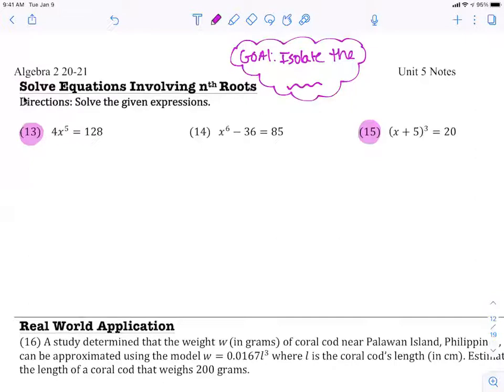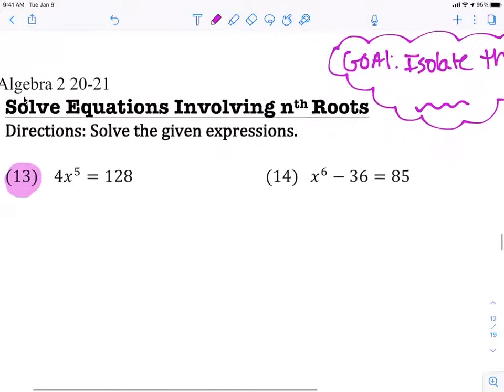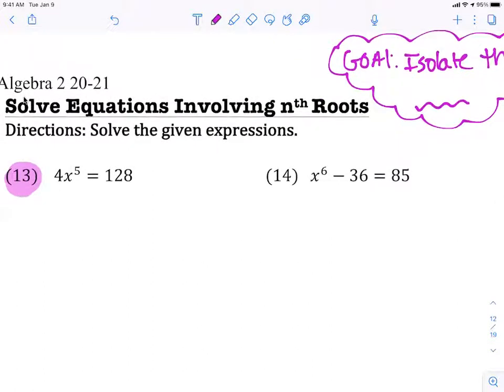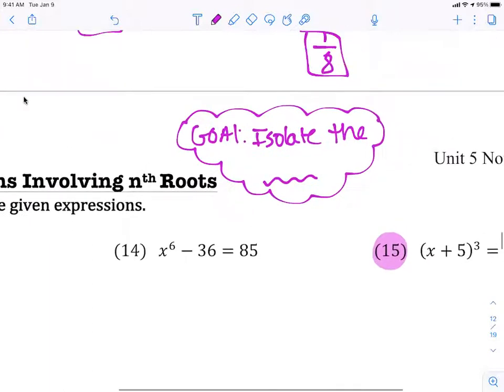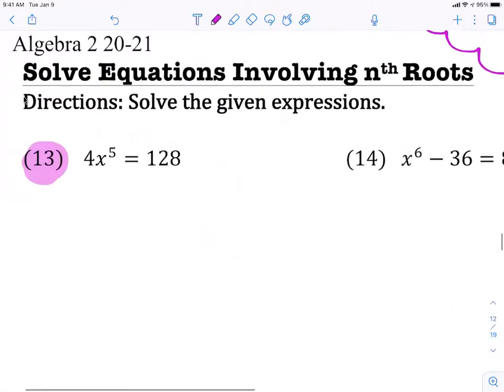Anytime we want to get rid of a square root, powers are always the answer. So for any time we solve an expression that has any sort of roots that are higher than 2, the goal is always to isolate whatever is being raised to the power. So for example, if we look at number 13, I have 4x to the 5th equals 128. My goal is always going to be to get the thing being raised to the power alone. So my first step on this one is going to be to divide both sides by 4. And we're going to be left with x to the 5th equals 32.